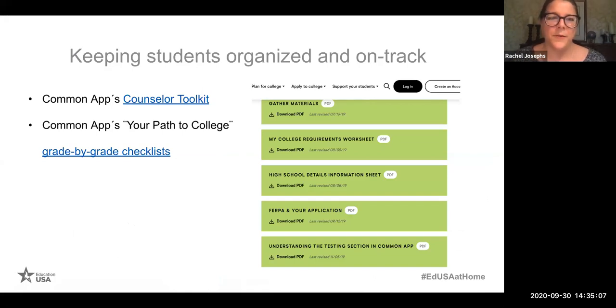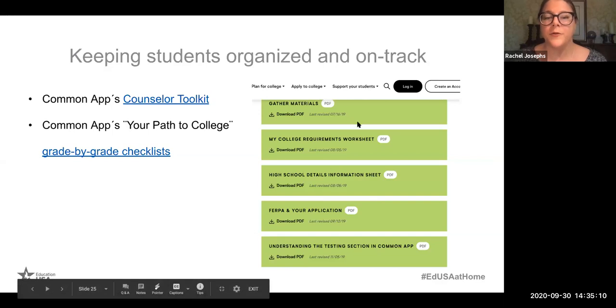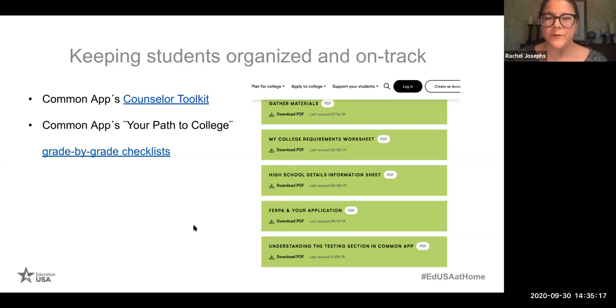Just wanted to point out that the Common Application does have a counselor toolkit that's really helpful. What you see here are resources that they have ready to download as counselors to help with the university process. They have a great worksheet where students are able to make a list of the different requirements that each university has. The high school details information sheet that I mentioned is a really great resource. There's also for the students a Your Path to College section that has grade by grade checklists of what they should be doing in 9th grade, 10th grade, 11th grade, 12th grade. They have it in the student section, but I think as counselors it's a great resource for us as well to make sure that we're helping our students with the appropriate activities each year.